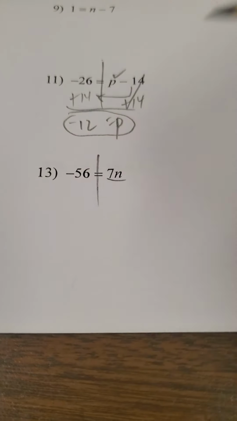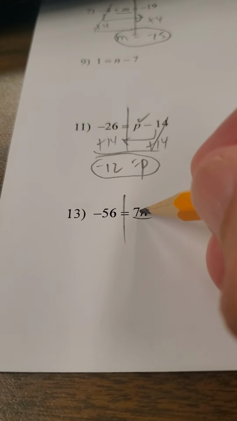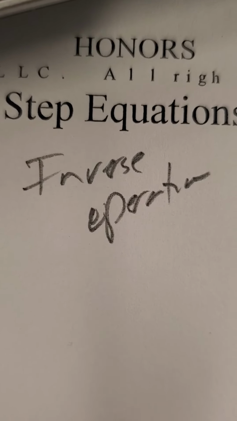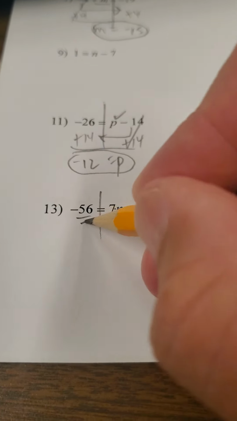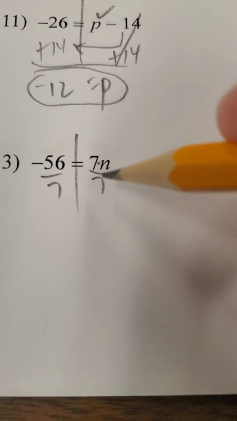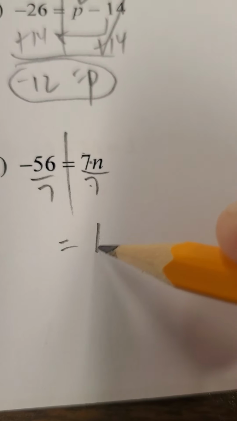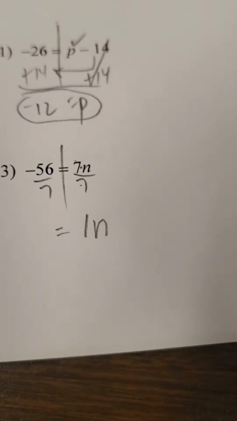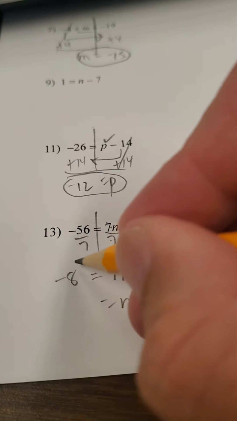This time we have a multiplication, so you want to do the opposite operation, or inverse operation. Inverse means opposite. To get rid of a times 7, you divide by 7. The reason is that 7 divided by 7 is 1, so you get 1n, or just plain n. Then over here you divide and get negative 7. I want to skip to some two-steppers.